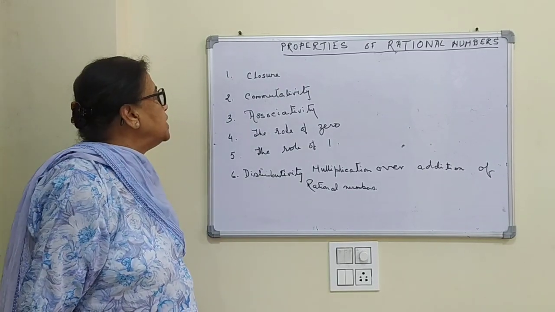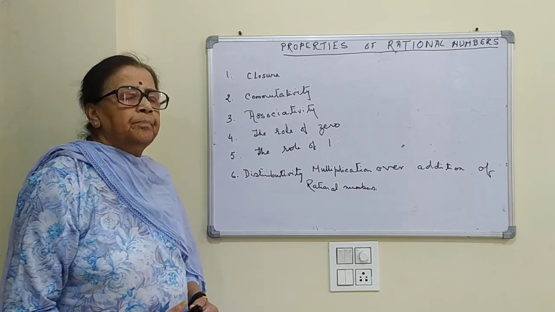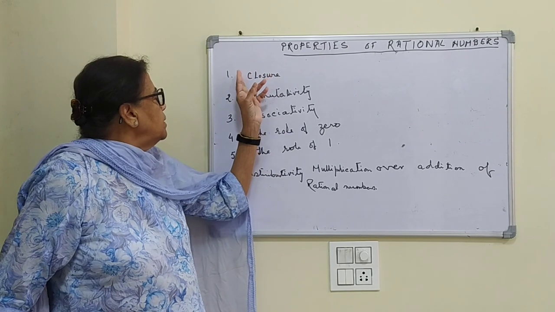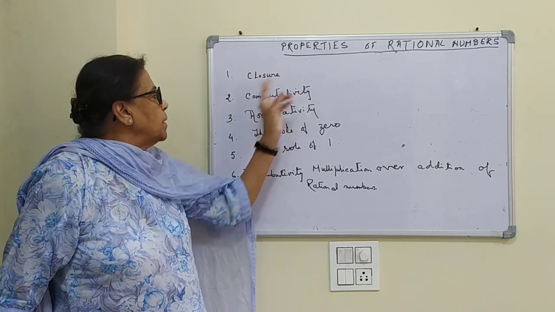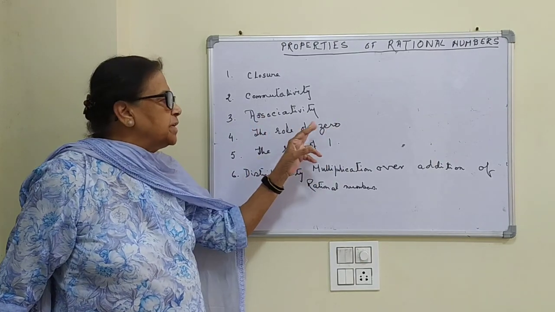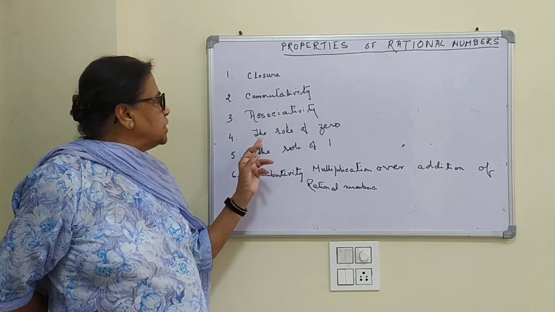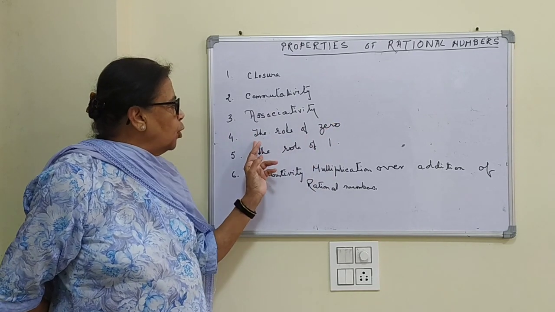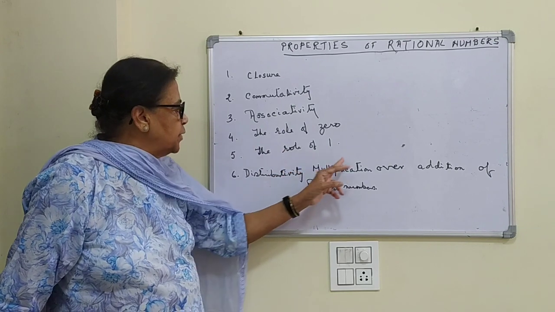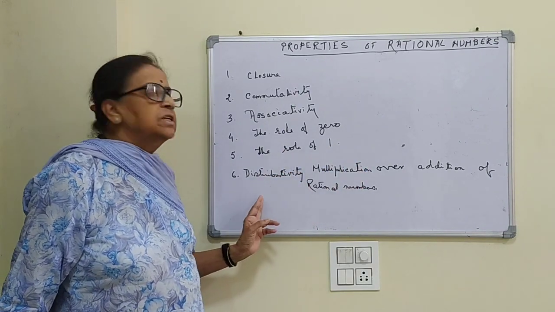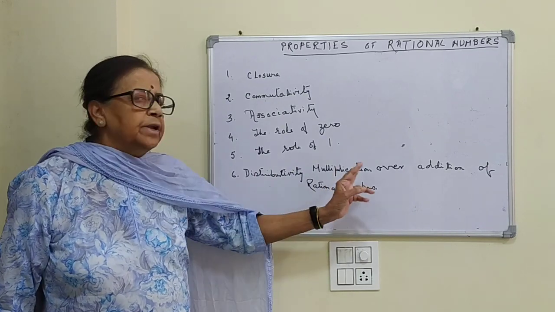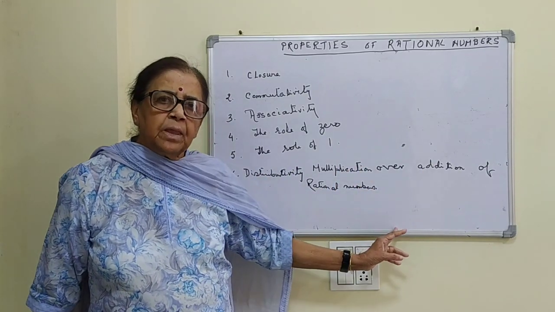Now we are going to study properties of rational numbers. There are: one, the closure property; two, the commutativity property; then the associative property; the role of 0 for rational numbers; the role of 1 for rational numbers; and the distributivity of multiplication over addition of rational numbers. Okay.